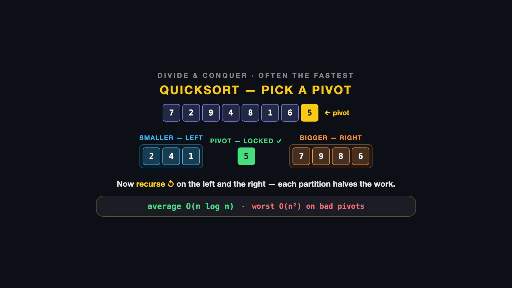One honest catch. If you keep picking terrible pivots, say, always the smallest item, the split gets lopsided. Then Quicksort degrades all the way back to O of n squared in the worst case. Good implementations dodge this by choosing the pivot smartly. But it is why we say Quicksort is n log n on average, not guaranteed.